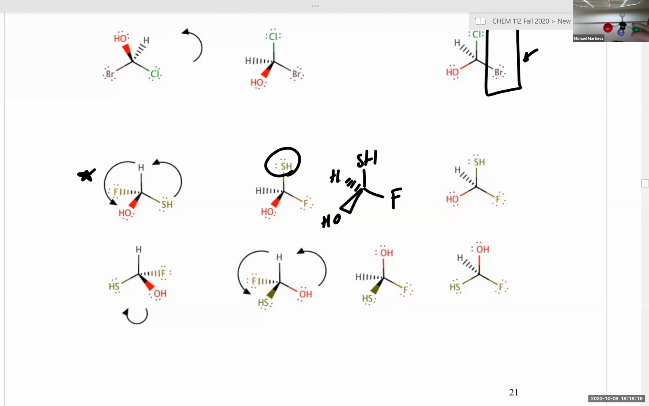Here is our initial structure. We notice the fluorine's in the back, so we rotated our substituents so that the hydrogen's in the back, and then we draw what we see. So we have our sulfur up top, our oxygen pointing to the left, and our fluorine pointing to the right. Does that make sense to everyone?